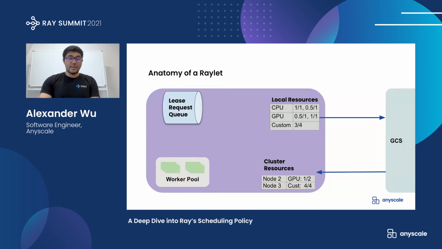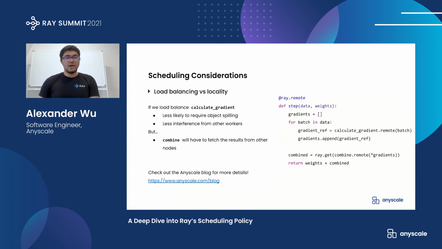Okay. So the other thing a raylet will have is a queue of lease requests. These are the requests that the workers have been sending in. And so we can take all this information into account. And this is what we would consider our scheduling policy. And then this policy will tell us whether or not we can lease a worker or which node we need to spill back to.